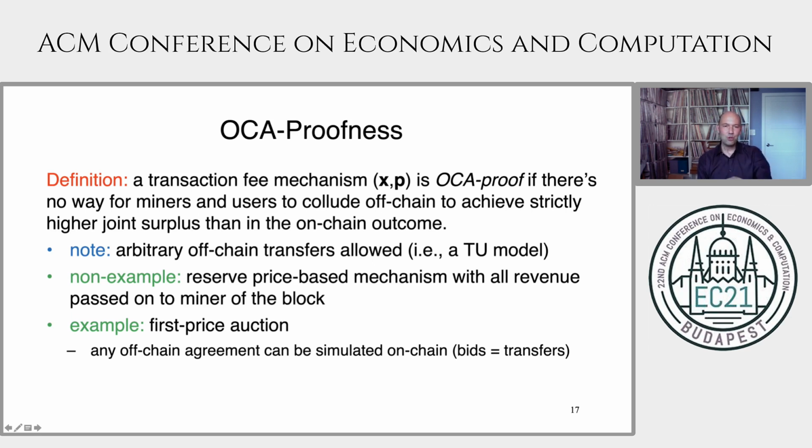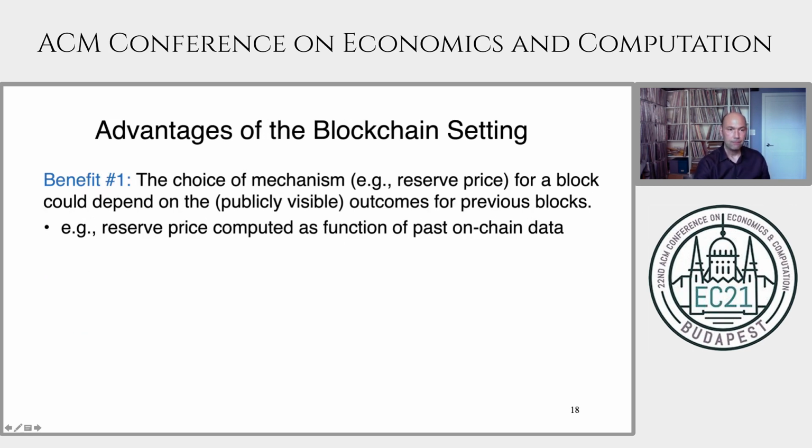Whatever side payments a miner and users implement off-chain, they may as well just do it on-chain through the first price auction mechanism. There's no reason not to do that. An interesting example of a transaction fee mechanism that fails to be OCA proof is if you try to use a reserve price. Okay, so if you try to exclude transactions that bid below the reserve price, and you pay the miner for all of the payments of this block, then in fact, a miner and users can collude off-chain to completely evade the reserve price. It's as if the reserve price was zero. Okay? So reserve prices, at least naively implemented, don't work. They can be evaded by collusion. So those mechanisms are not OCA proof.